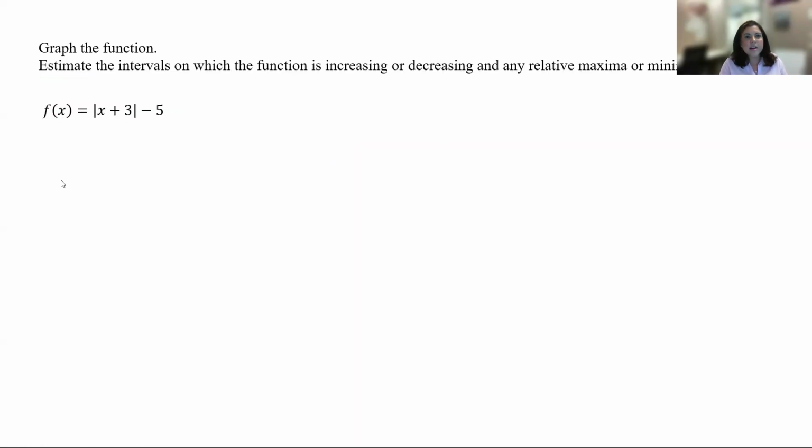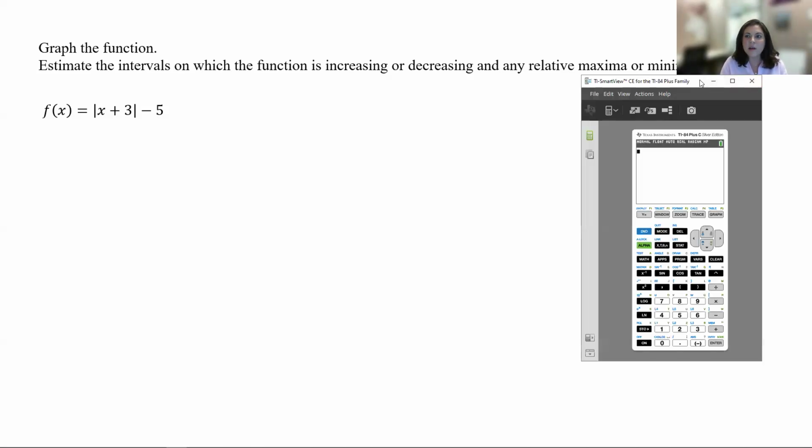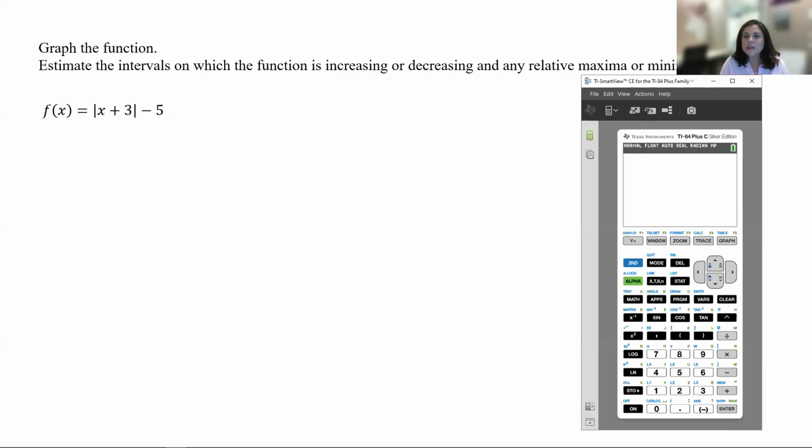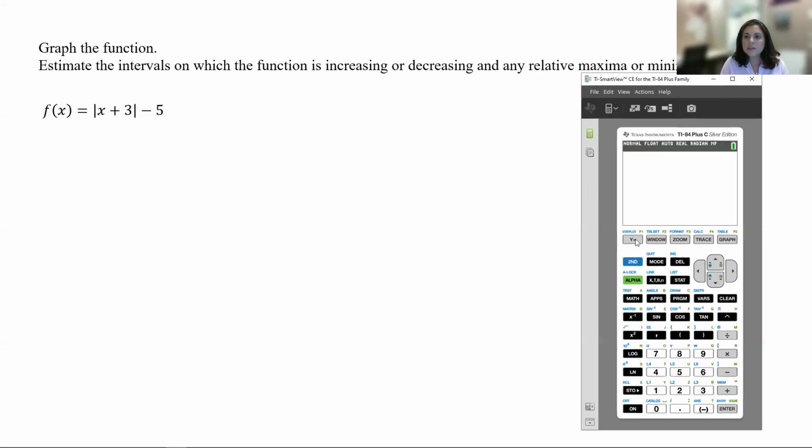Graph the function and identify the intervals on which the function is increasing or decreasing and any relative maximum or minimum. To help me do that, I'm going to bring over my graphing calculator and we'll look at how we can graph this on a TI-84 graphing calculator. I'm going to start by going to y equals and typing in the equation of the function. For absolute value, I go to the math menu and then I go over to where it says number and it's that first option there.